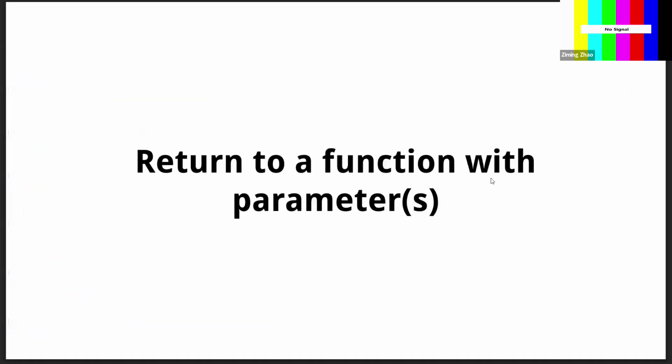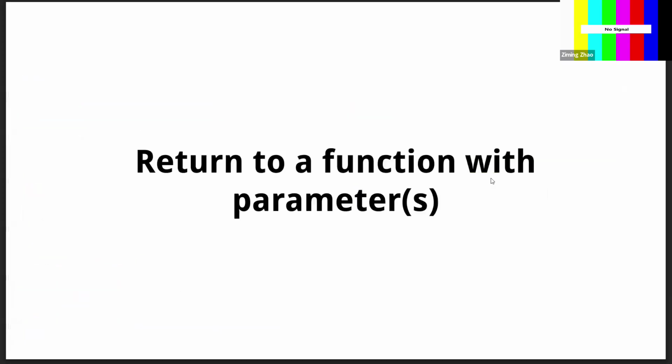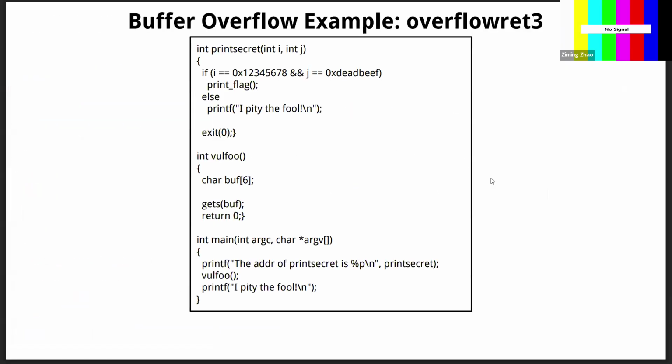Okay, so we're done with this one. Okay, so this one is easy. Still C version, still a 32-bit version. Instead of 1 parameter, this function print secret now takes 2 parameters. Then it's your job to get this flag. This is overflow returns 3. Okay, I'll give you another 5 minutes to work on this.